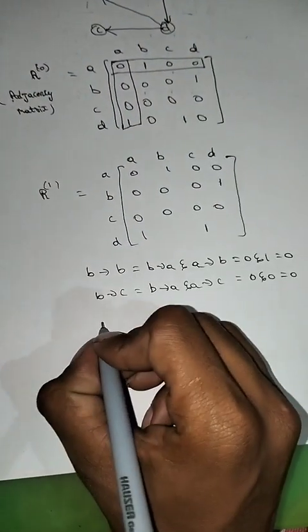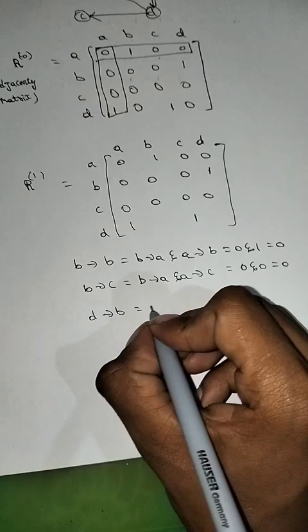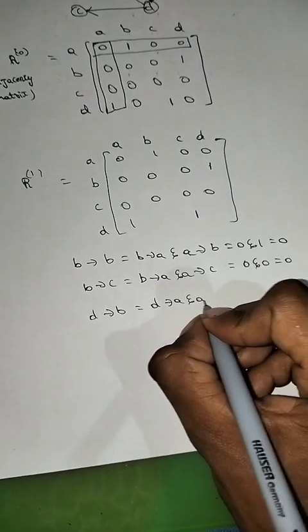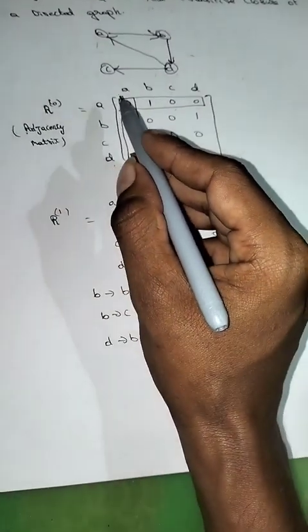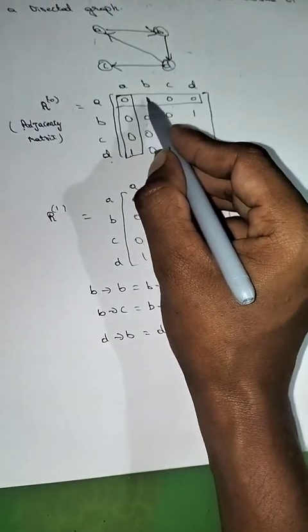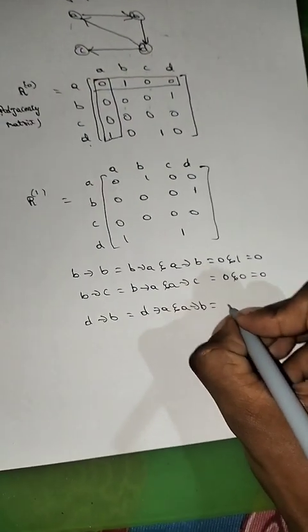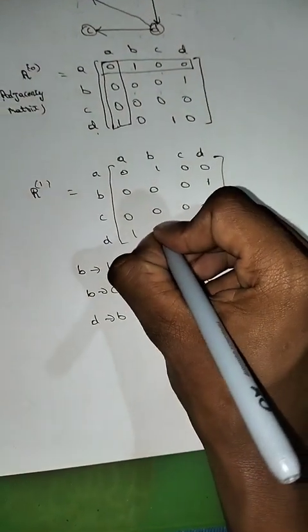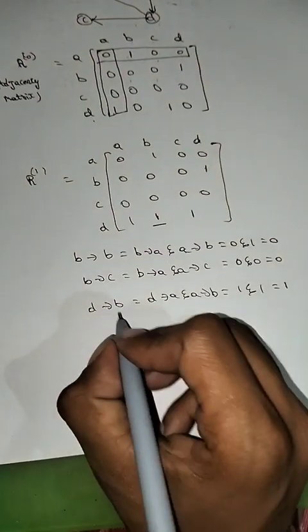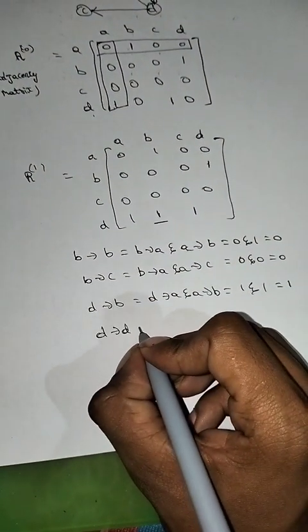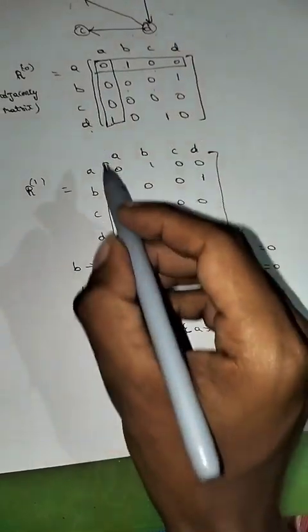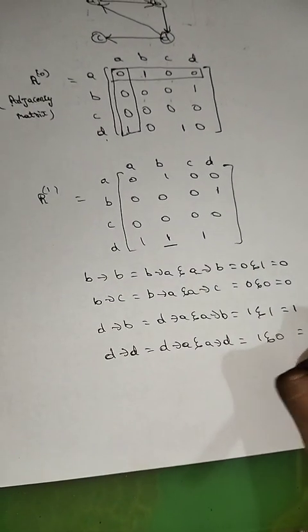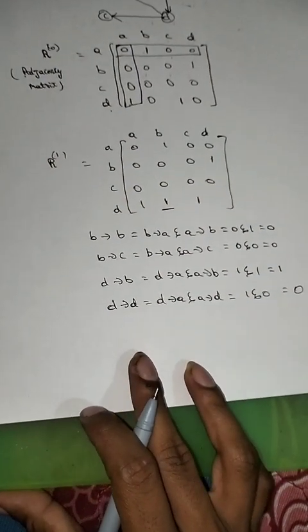And D to B. D to A and A to B. D to A is 1 and A to B is also 1. So it is 1 and 1, so we write 1. Next, D to D. D to A and A to D. D to A is 1, A to D is 0. So 1 and 0 we get 0. This is R1.